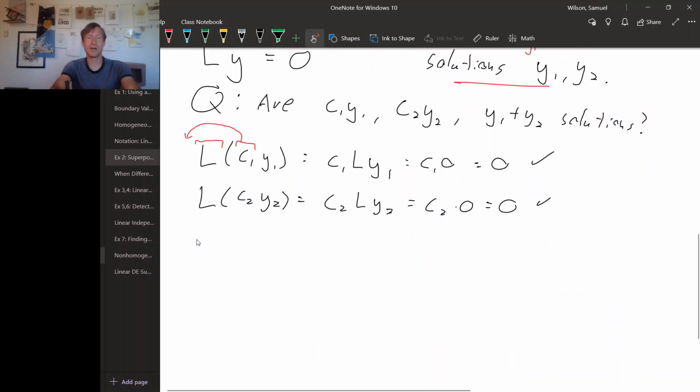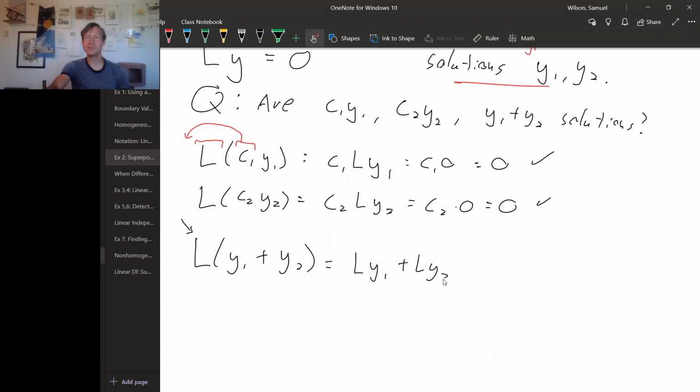So finally, let's check the sum. So L applied to y1 plus y2. One of the key things that we noticed about linear differential operators, like L here, is that they distribute over sums. So this gives us Ly1 plus Ly2, and of course Ly1 is 0, Ly2 is 0, because y1 and y2 are solutions to the original differential equation, and so this whole thing is 0. So y1 plus y2 is a solution to the homogeneous differential equation.